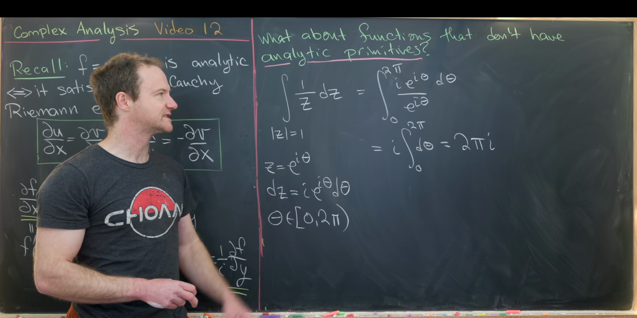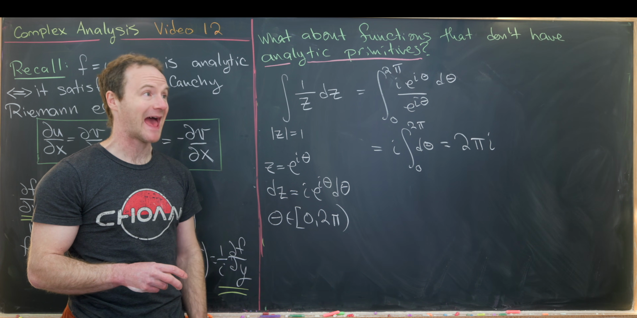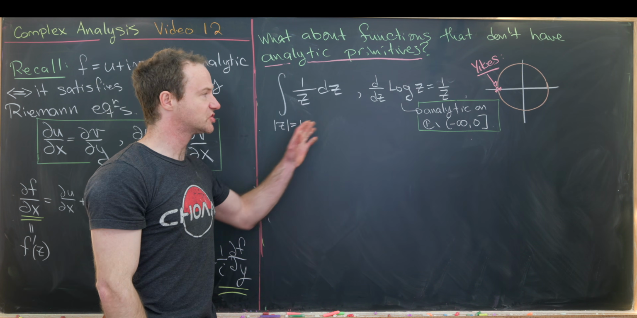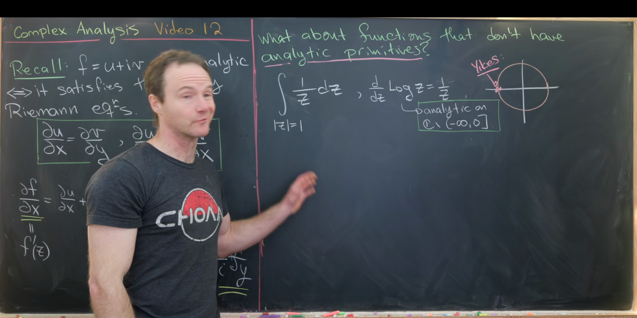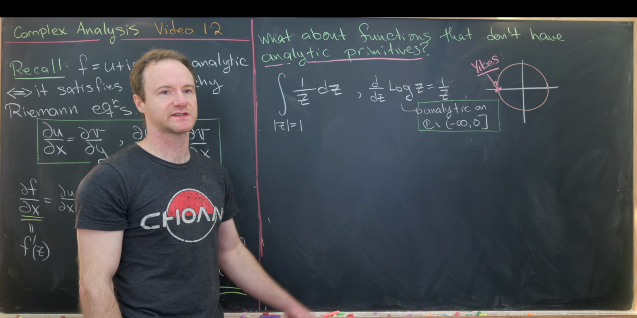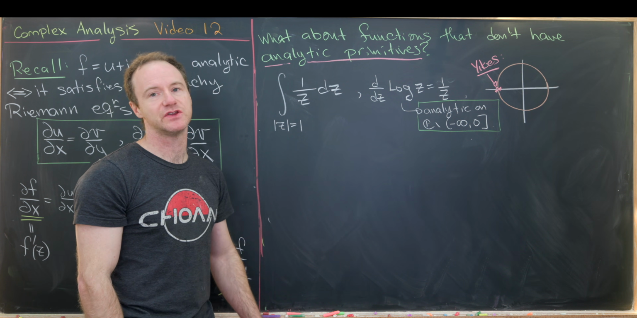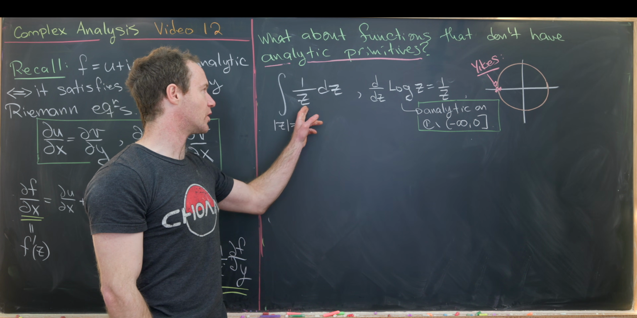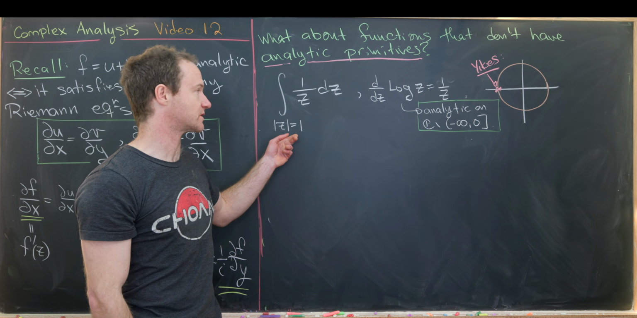Now we're going to look at this example again, but we're going to do a little bit of a hack of the fundamental theorem of calculus so that we can use it. So let's just look at the last example that we had and reiterate what the problem was, and then hack it so that we can use the fundamental theorem of calculus. So we're looking for the integral of 1 over z dz over the unit circle.